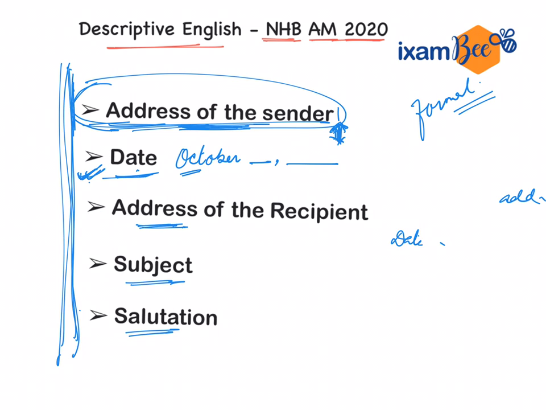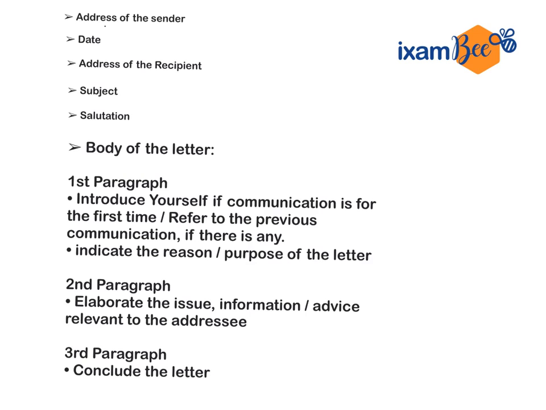Okay, so address of the sender, date, address of the recipient. Recipient means to whom you are sending the letter. Then subject, this is important, and salutation. Okay, and after this, body of the letter. Divide the body in three parts. So first paragraph, second paragraph, and third paragraph.